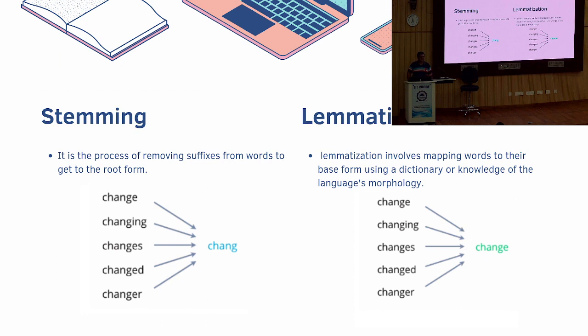Stemming is used where the meaning of the word is not useful, while lemmatization is used where meaning is very useful. Let's say in a Q&A application, lemmatization is used.